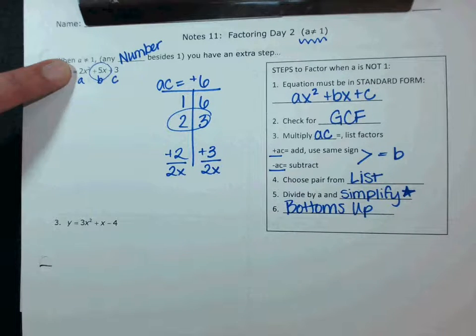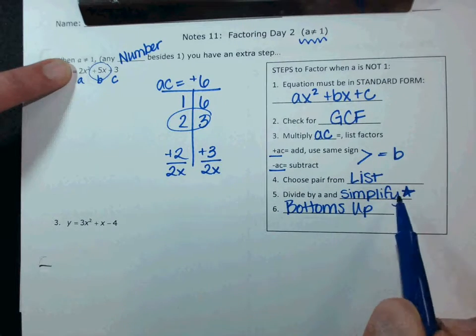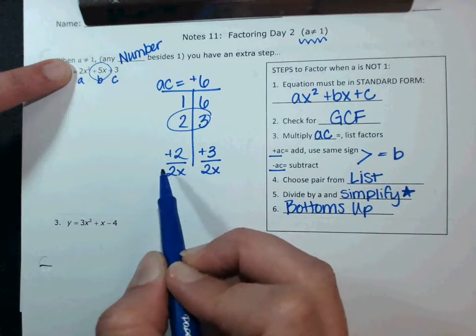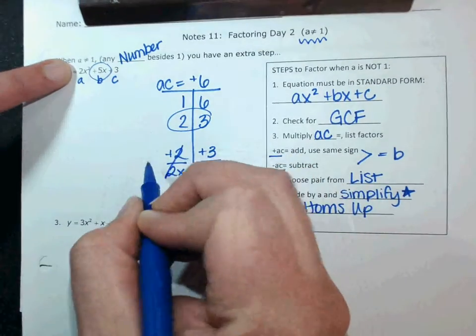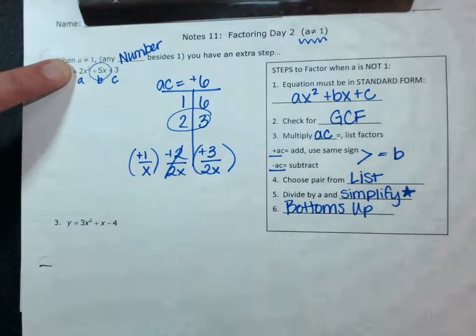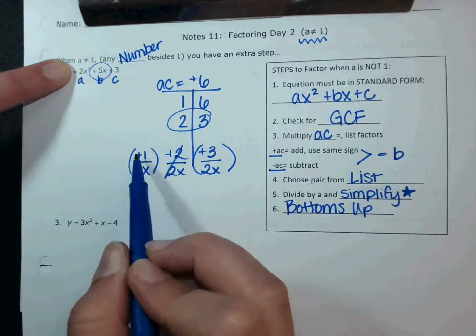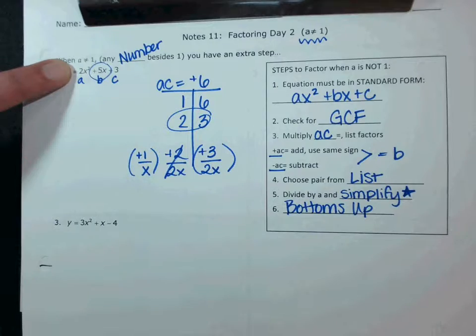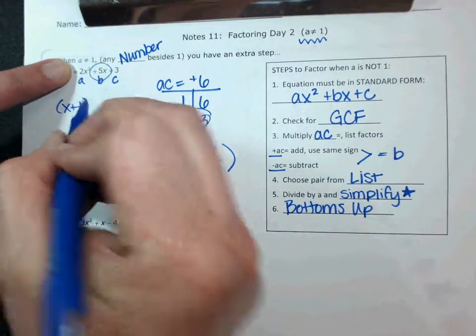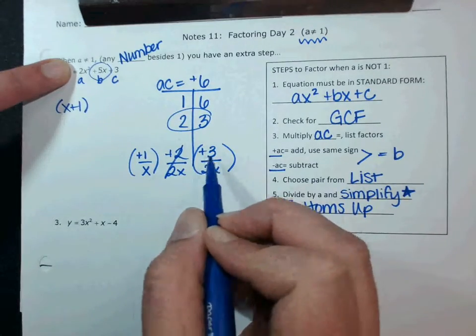Now look, from here, we're going to simplify. Can 3 divide by 2? No. Can 2 divide by 2? What does it divide to? 1 over x. And then from there, you do your bottoms up. Okay? So what's 2 divided by 2? 1. That's how come this turned into a 1 over x. And then from there, bottoms up, I do x plus 1. And then I do bottoms up here, 2x plus 3.